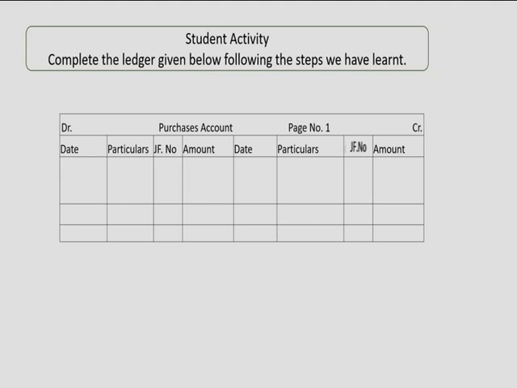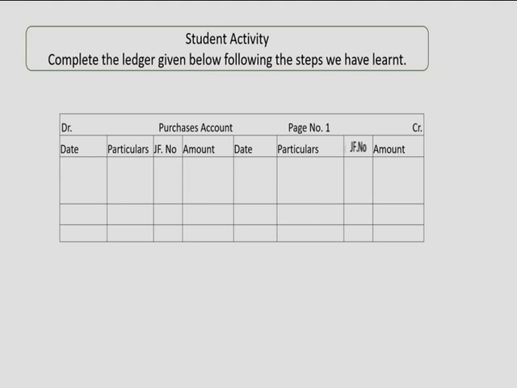Now, student activity. I have just prepared only one ledger account, that is cash account. Now you complete the following table. It's given like this: complete the ledger given below following the steps we have learned. Now this is purchase account. How are you going to record, or how are you going to post the details of purchase account from the general journal to this purchase ledger account?